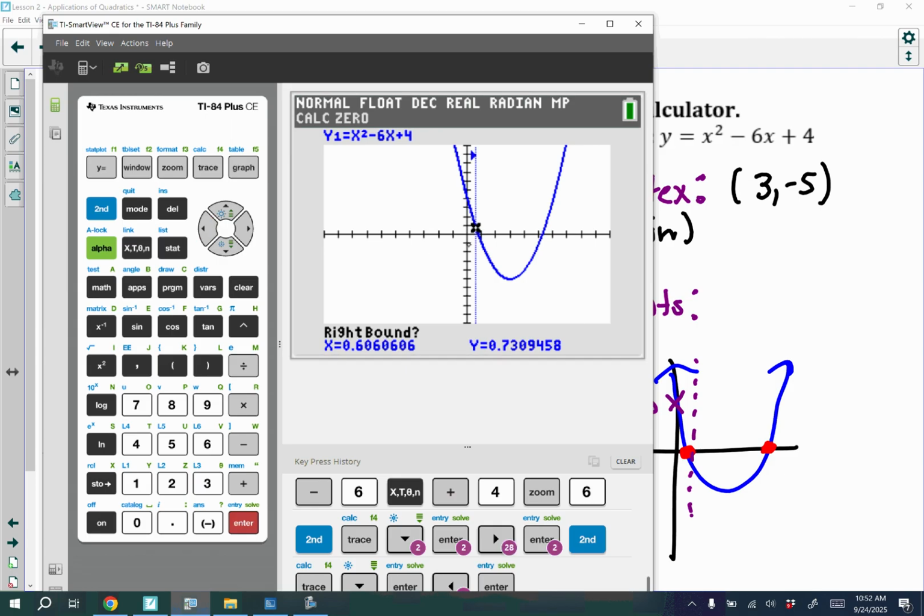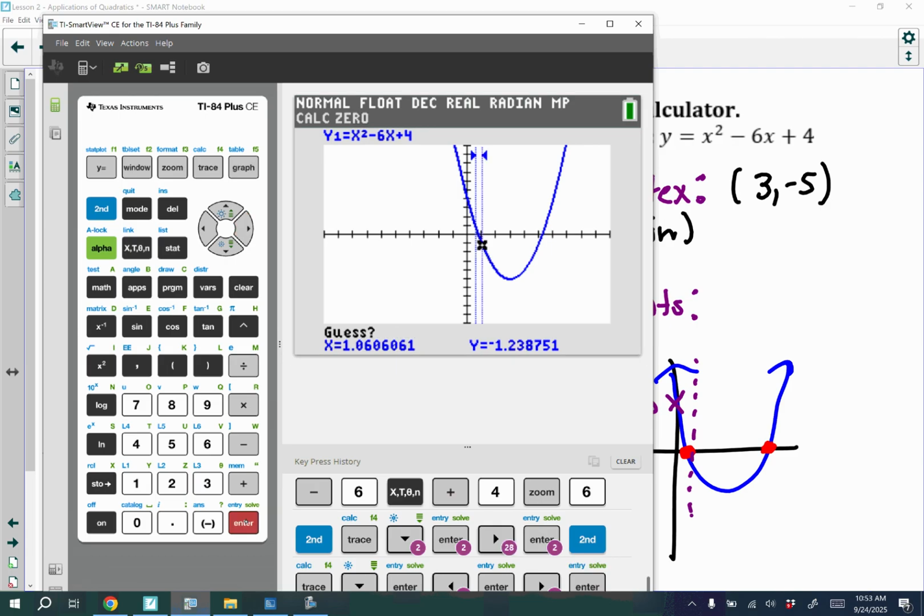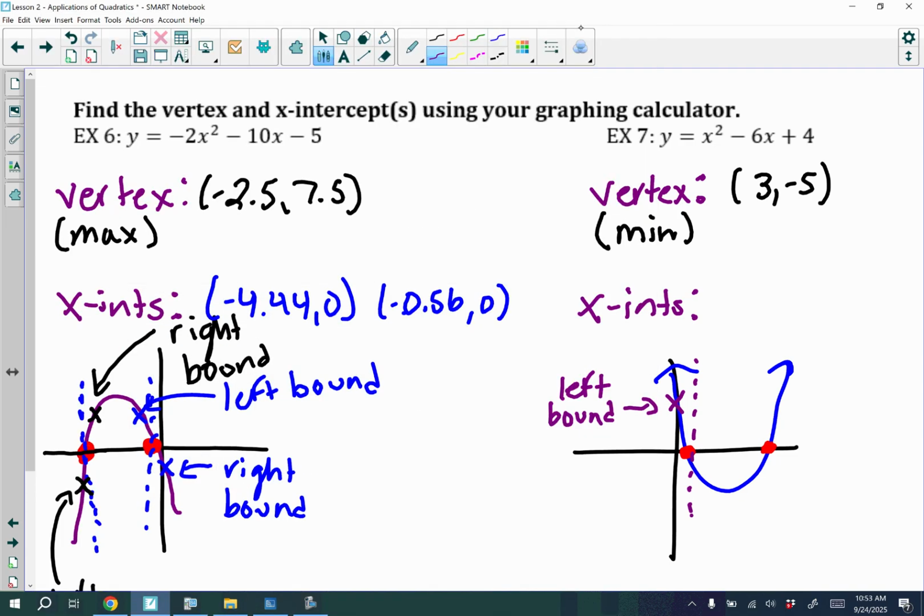Now, right bound means the opposite. I'm going to move the cursor just slightly below the x-axis. I need to do it again, maybe one more. There we go. So make sure it's on the right-hand side, not the right-hand side of the graph, just the right-hand side of the x-intercept. So don't go past the vertex. Press enter one more time, and we get this. So we got 0.760. So that's one of our x-intercepts.